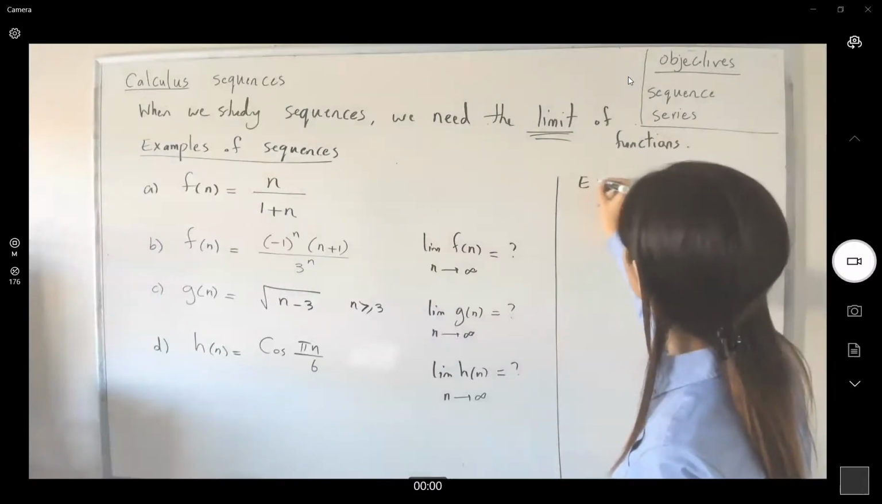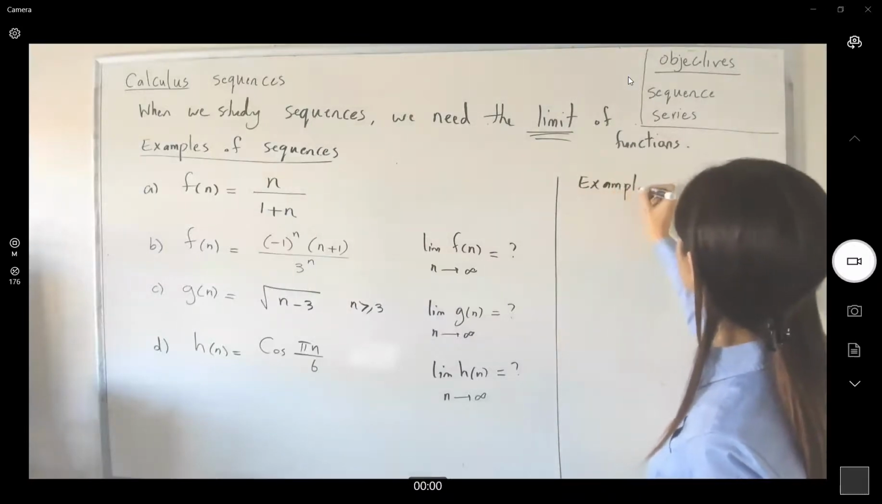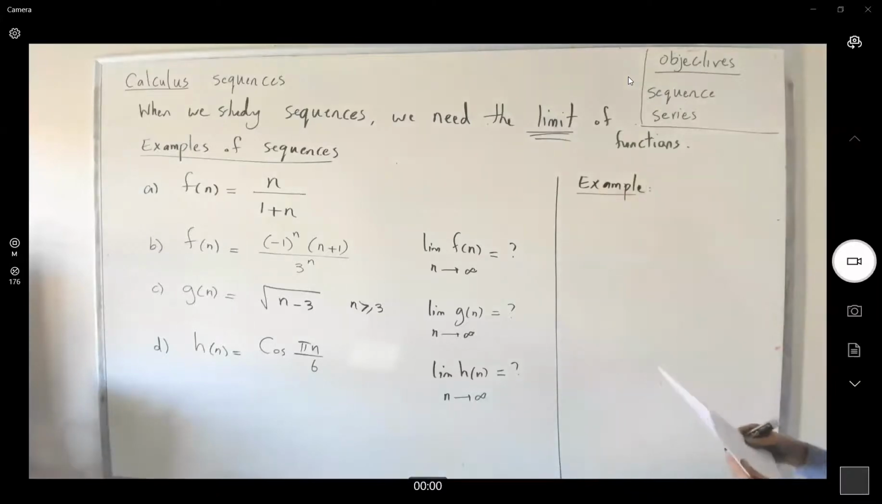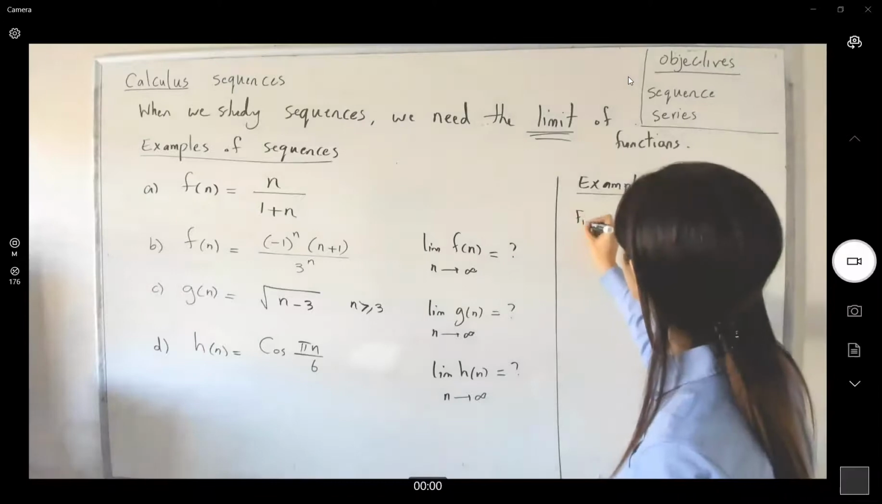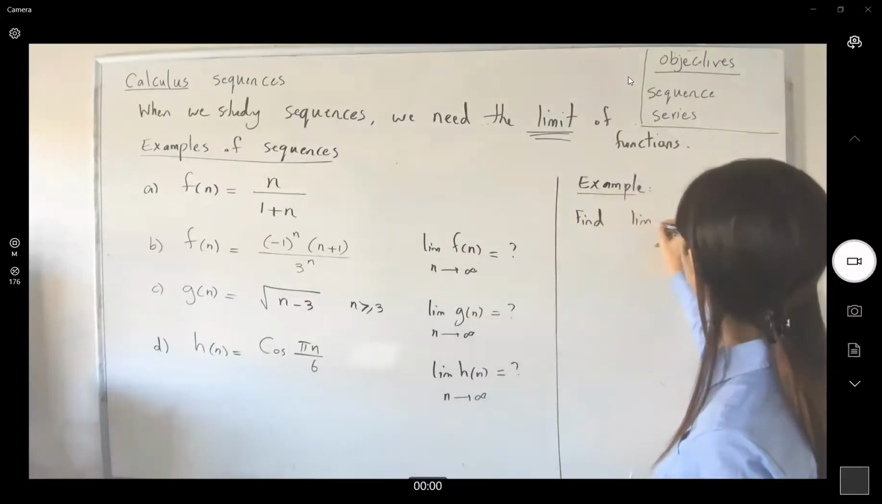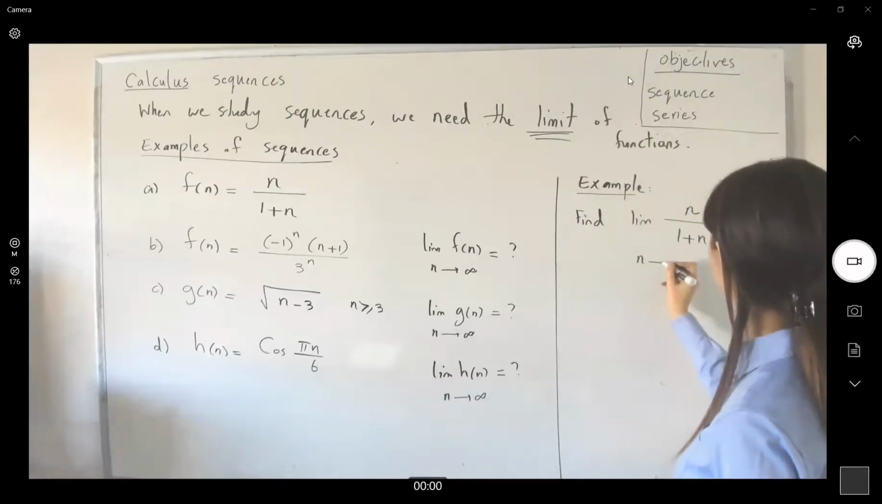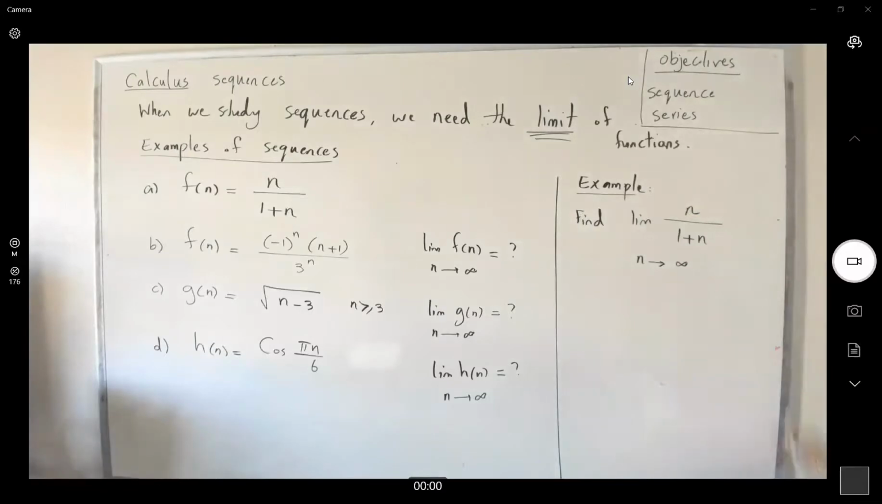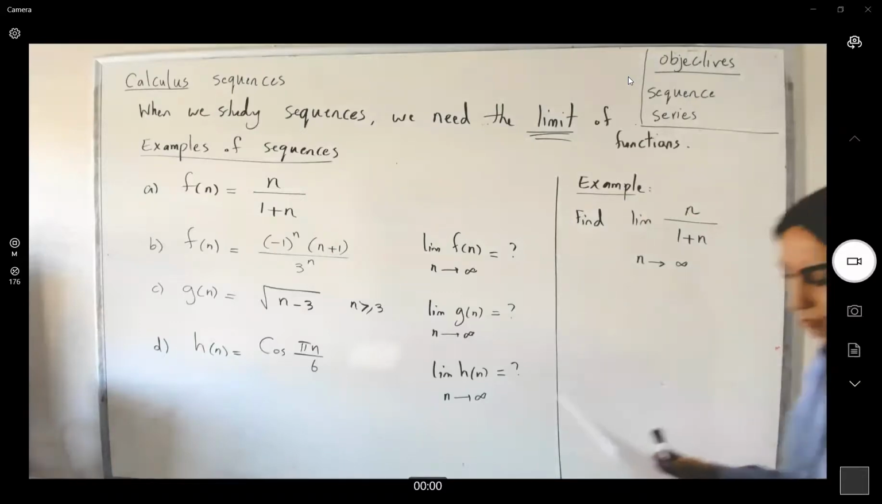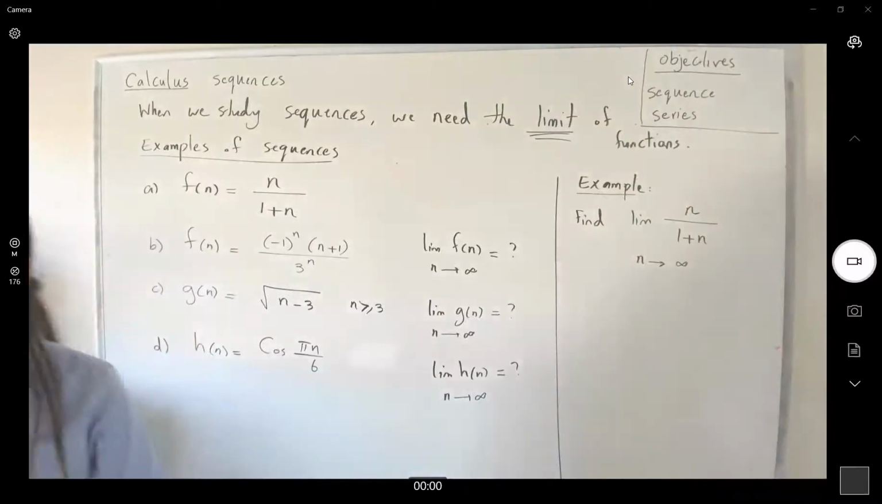Another example for you. In this example, the question says, find the limit of n over 1 plus n while n goes to infinity. And after this, we're going to go over other examples involving the ln.